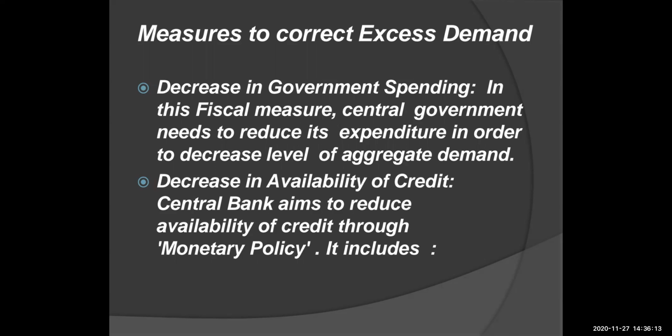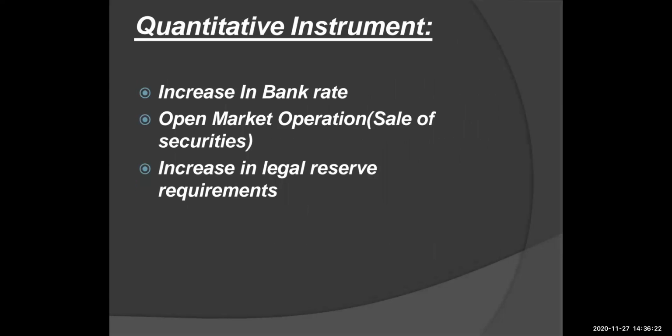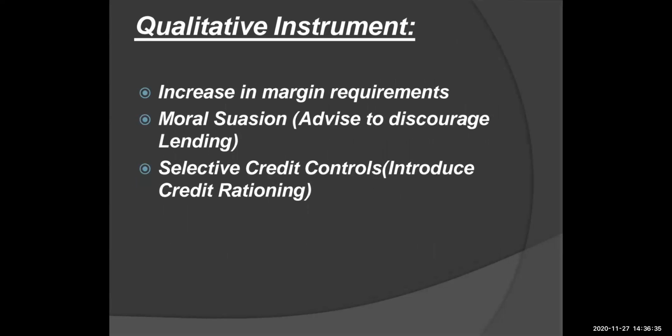Second measure is to decrease the availability of credit. So central bank aims to reduce the availability of credit through monetary policy, which has quantitative and qualitative instruments. So when we say quantitative instruments, we are talking about bank rate, open market operations, SLR, that is statutory liquidity ratio. And when we talk about qualitative instruments, it's related to increase in margin requirement, moral suasion, credit control, and direct action.